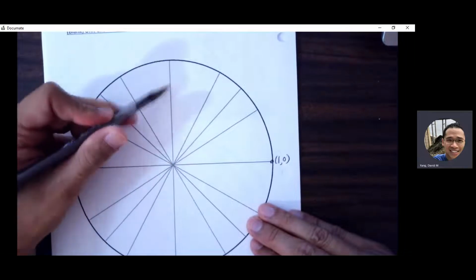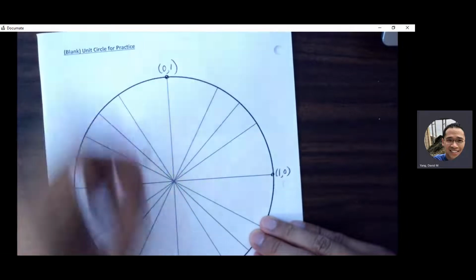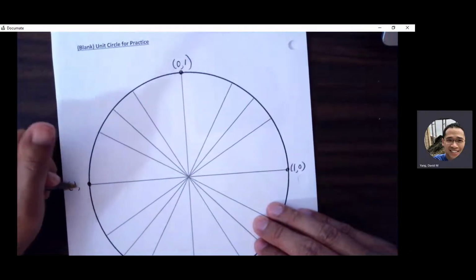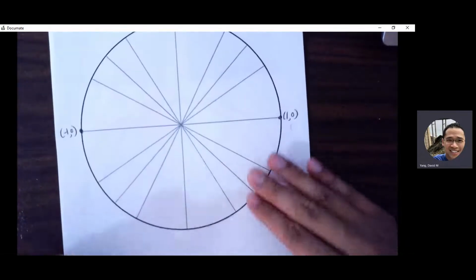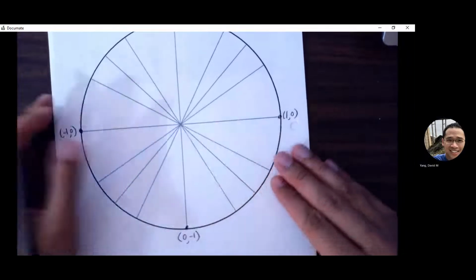If I move 1 unit up, ordered pair (0, 1). 1 unit to the left, (-1, 0). And 1 unit down, (0, -1). Okay.